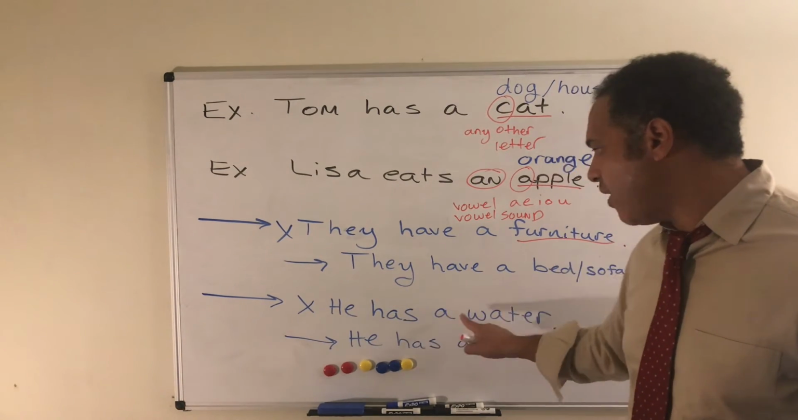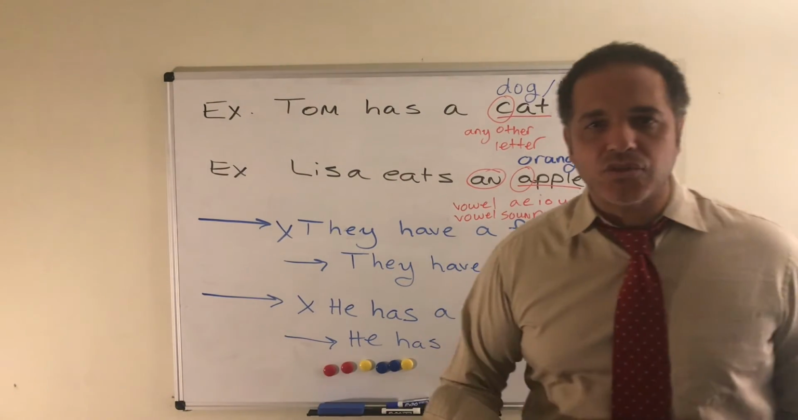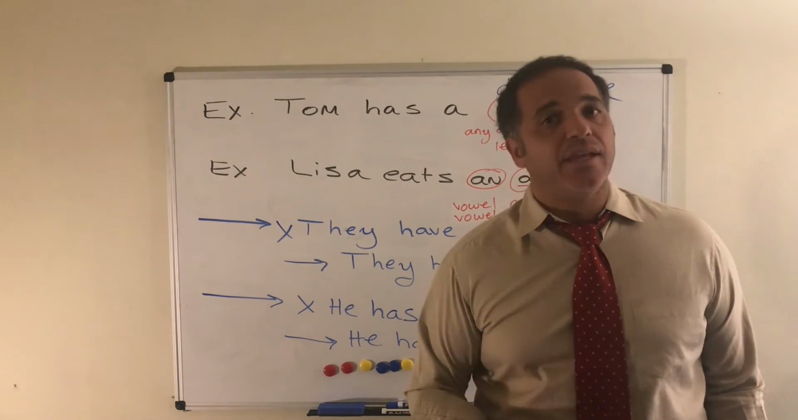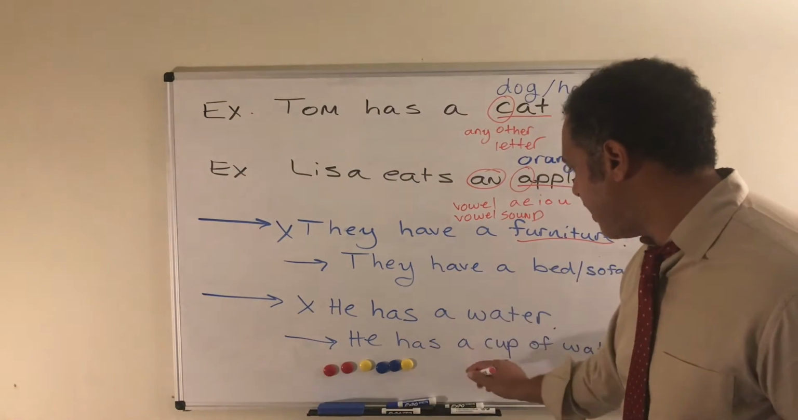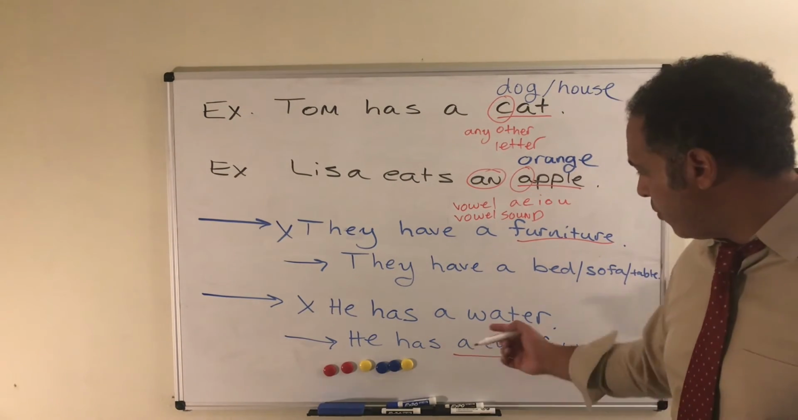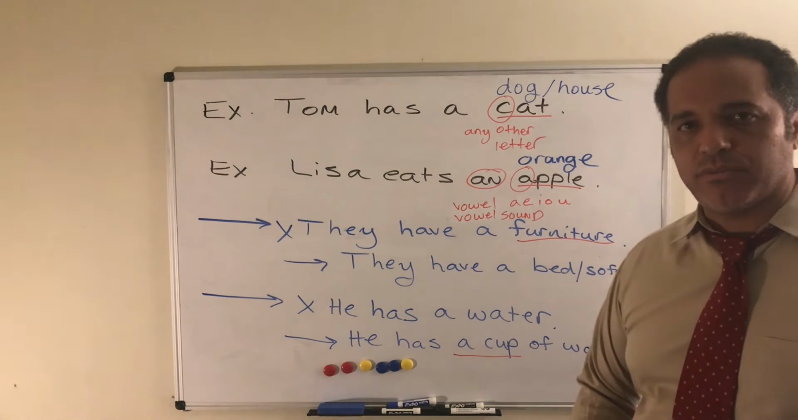He has a water. Usually we don't say that because usually liquids are not countable, but we can change it and make it countable. So, he has a cup of water. So, these are two other ways that we can make something countable.